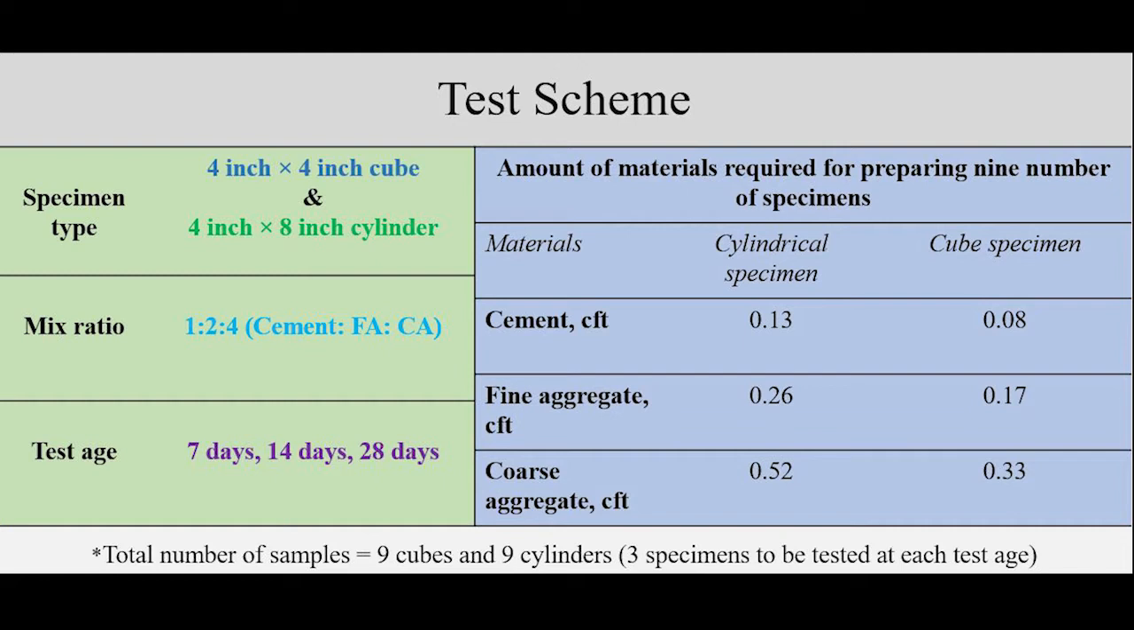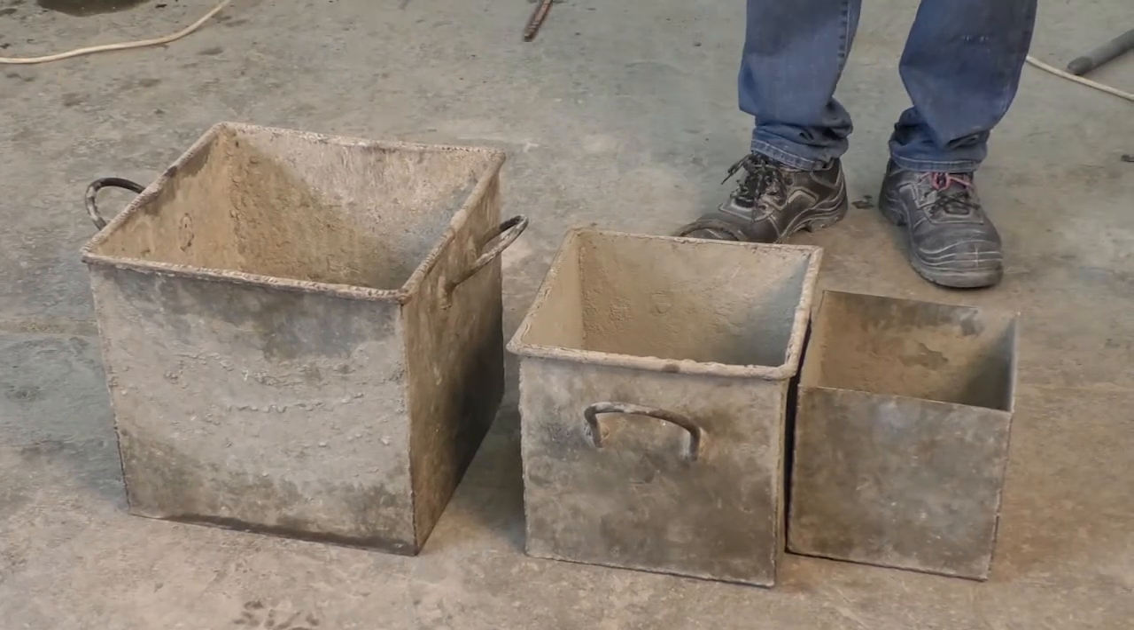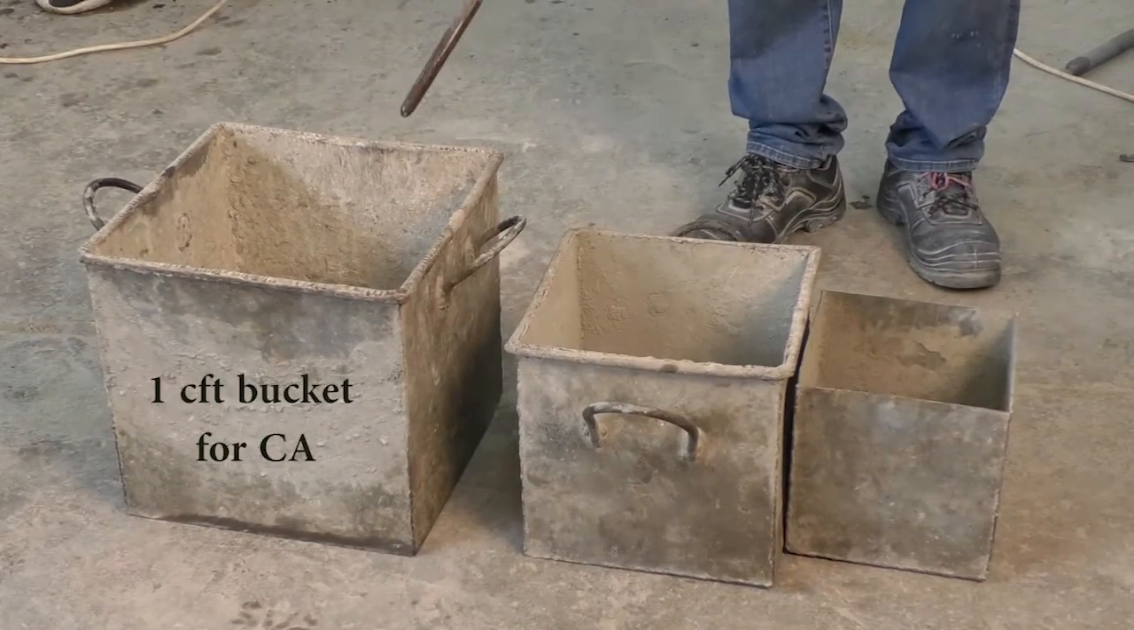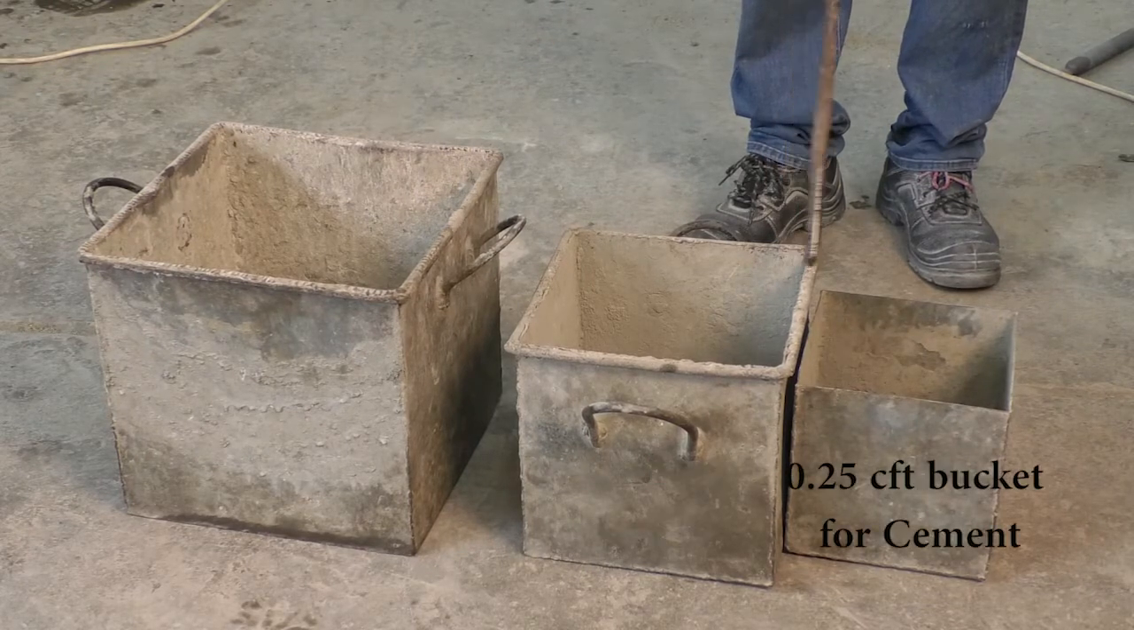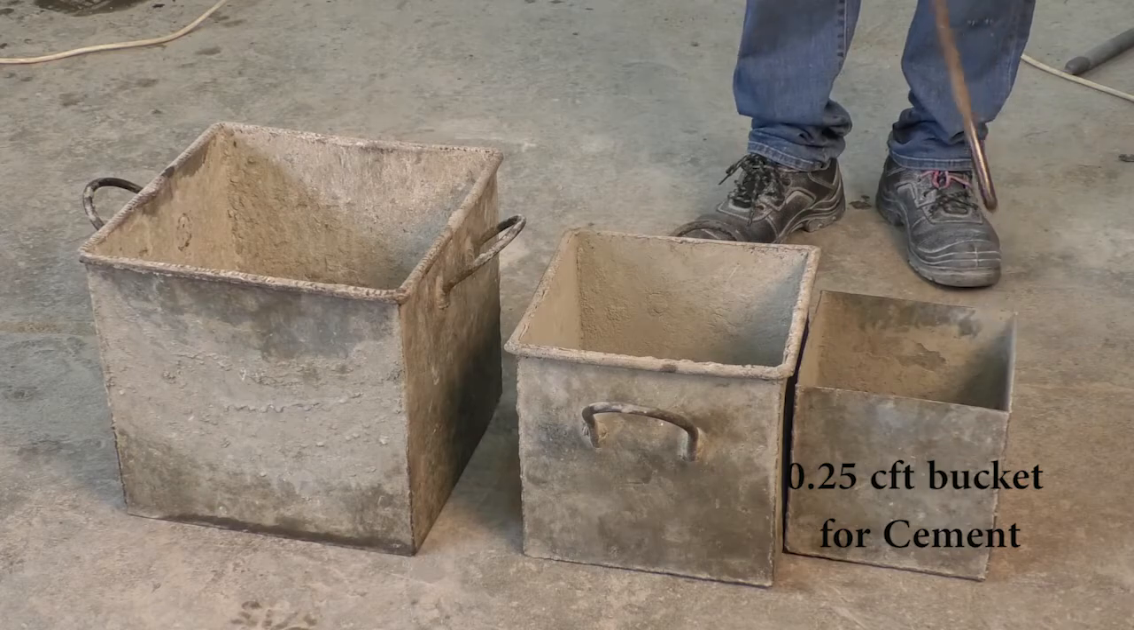Based on the mixing ratio, the volume of the raw materials required are given in the chart here. So based on the volume of raw materials, we can use 1 safety bucket for coarse aggregate, 0.5 safety bucket for fine aggregate, and 0.25 safety bucket for cement.